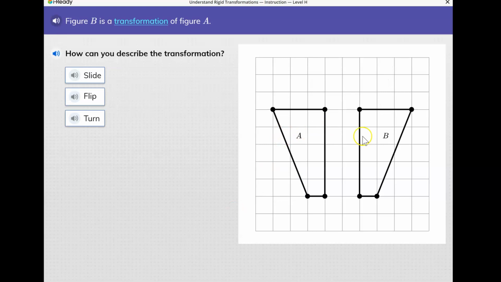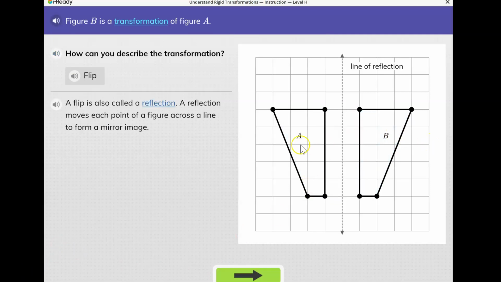So how can we describe figure B transformed to figure A? Is that a slide? Is it the same size from the same direction? Is it a flip, the same size but opposite direction? Or is it a turn, rotate? Well, in this case, it is definitely a flip. Nice. This transformation is a flip.